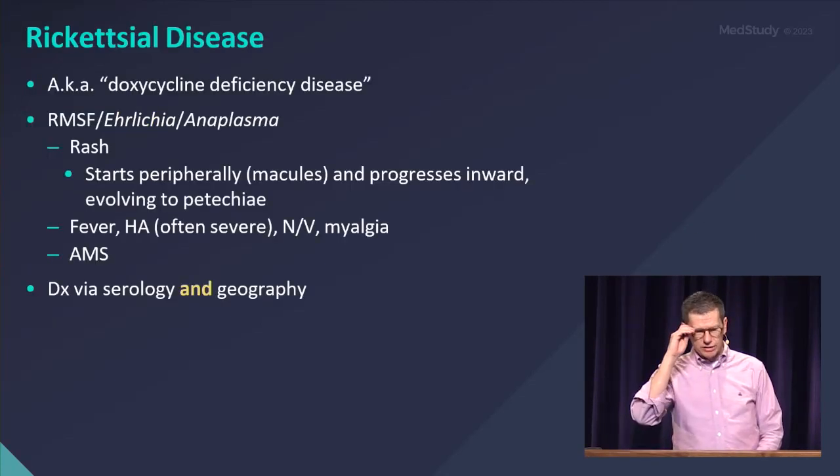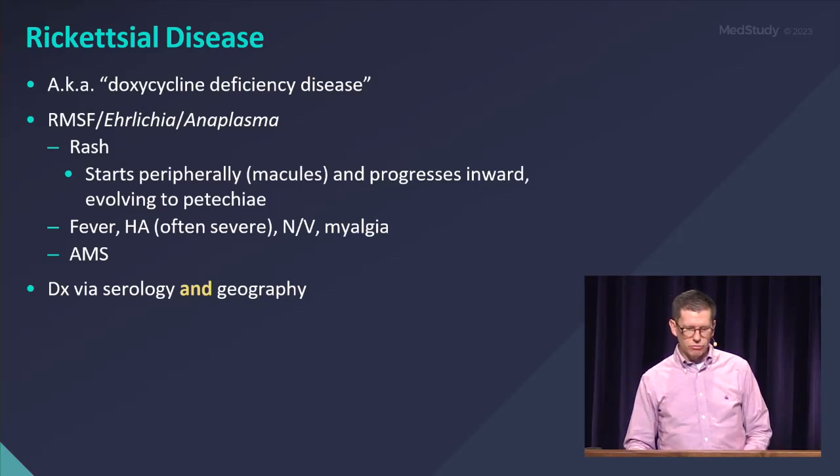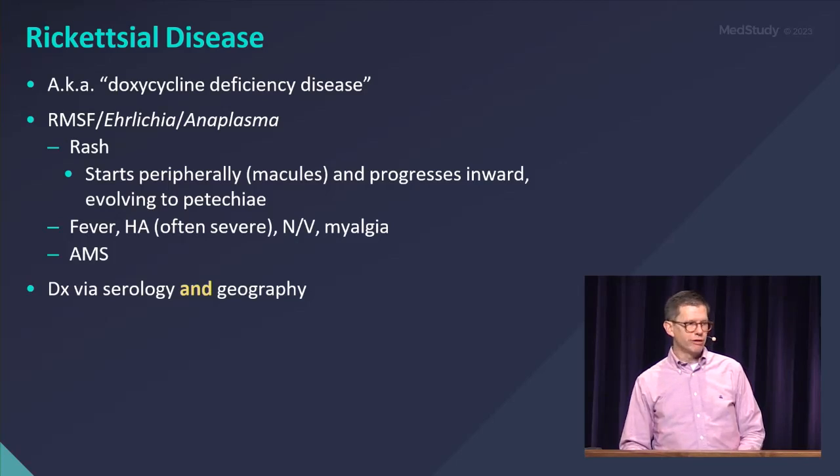So a little bit about rickettsial diseases, which are basically known as doxycycline deficiency diseases. The rash typically starts in the peripheral as macules then progresses inward, evolving to petechiae. You can have severe headache with this, as well as altered mental status. The diagnosis is usually with serologies, and clues are given by geography. And usually they have a pretty good response to doxycycline.